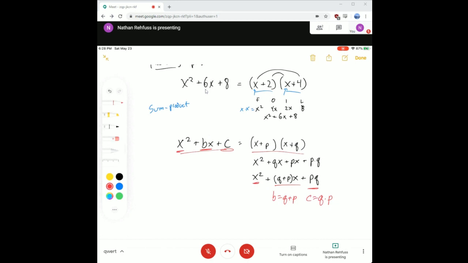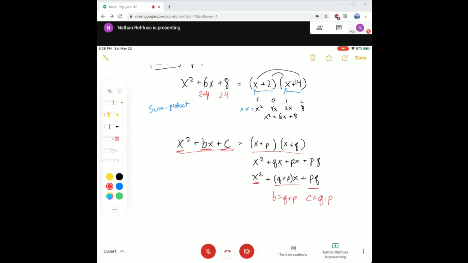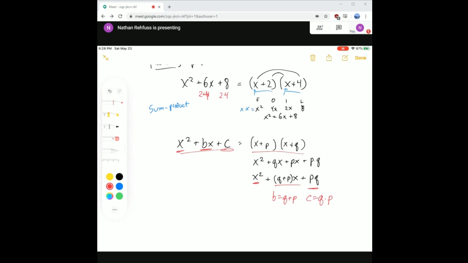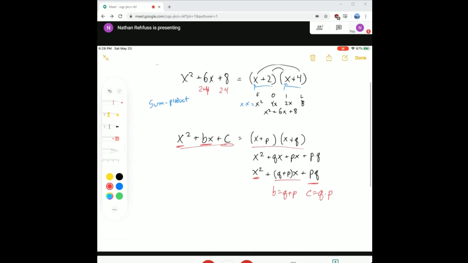So if I can come up with two numbers that add up to 6 and multiply to 8, I have my factors. Now 2 plus 4 adds up to 6. 2 times 4 is product, that's not a word. 2 times 4 makes 8. So that's why I know that these numbers are 2 and 4. That's what I call the sum product method. It does take a little bit of creativity, what two numbers get us there, but it's not so bad.